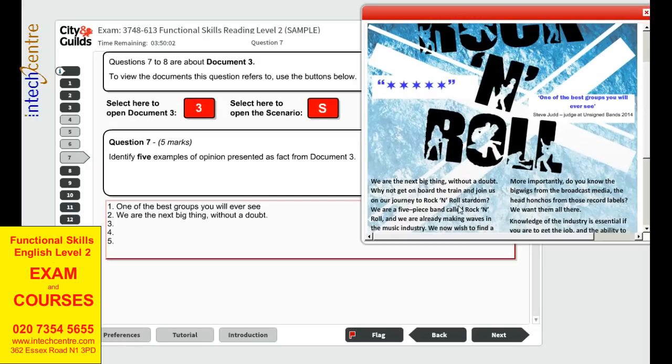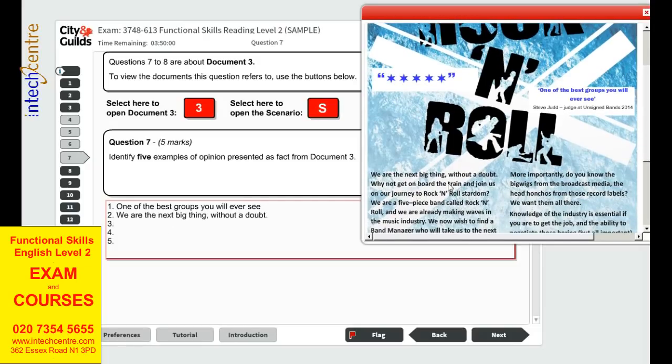Why not join us? Why not get on board and join us on our journey to rock and roll stardom? So they're saying that they will be on the journey to rock and roll stardom. They're basically saying it as a fact.